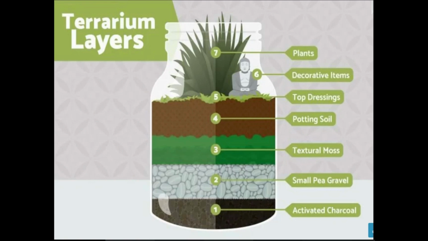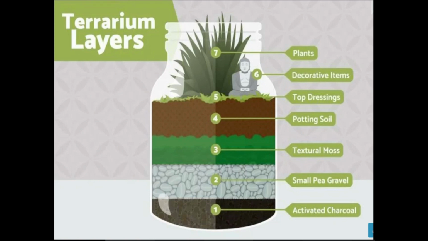The terrarium contains 7 layers. The lowermost is activated charcoal inside a bowl or a glass jar, or even a used bulb. After burning out, rather than throwing the bulb away, you can convert it into a terrarium. The first layer is activated charcoal, the second is small gravel, the third is moss, the fourth is potting soil, the fifth is top dressing, the sixth is decorative items, and the seventh is plants.